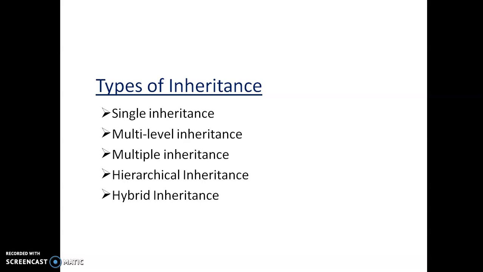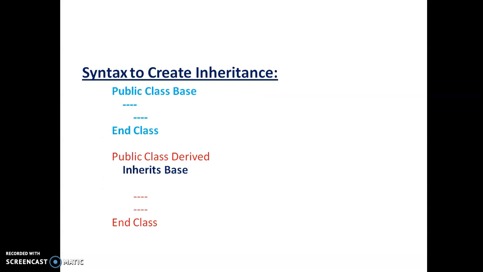Different types of inheritance are available. These are the types: single inheritance, multi-level, multiple, hierarchical, and hybrid. These are the 5 types of inheritance available. So let us see one by one. And before going to see that, we will see the syntax.